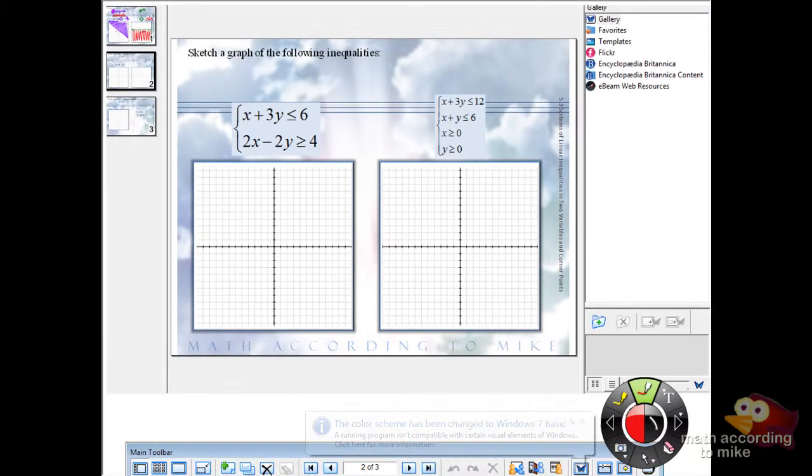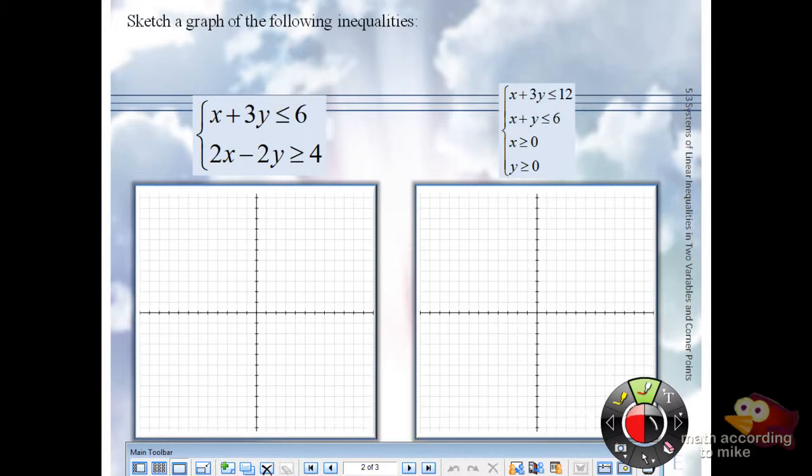Let's look at these guys here. The first one has two inequalities. And remember the process for each inequality. We're going to draw the associated line, do a test point, and then do the shading. Do not go on to the next inequality until you've graphed the first one completely.